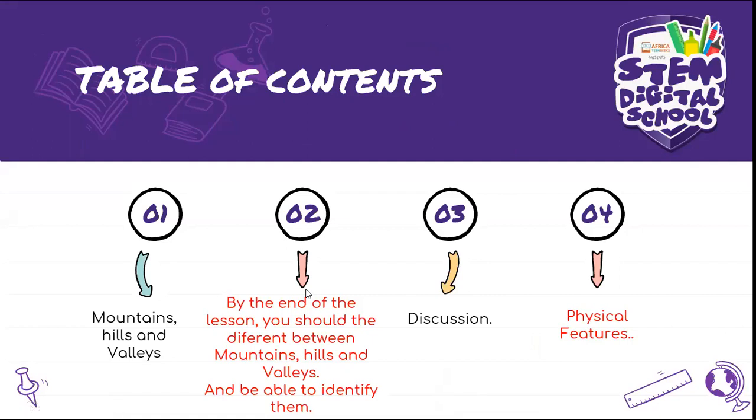Okay, guys. The things that you need to know about today's lesson are that we are going to learn about mountains, hills, and valleys. By the end of the lesson, you should know the difference between a mountain, a hill, and a valley, and you should be able to identify them on a picture. It will be a discussion kind of lesson where we'll be learning about physical features. Are we clear?